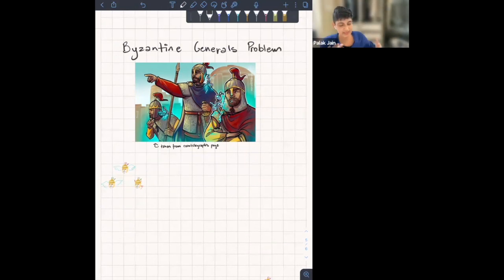And the idea here is we have a bunch of generals from this army that are camped outside cities, and if they all attack together, they will succeed. But if they don't attack together, right, if some of them attack and some of them don't, then their attack will fail. So they really need to make sure that they have consensus before they attack, right?